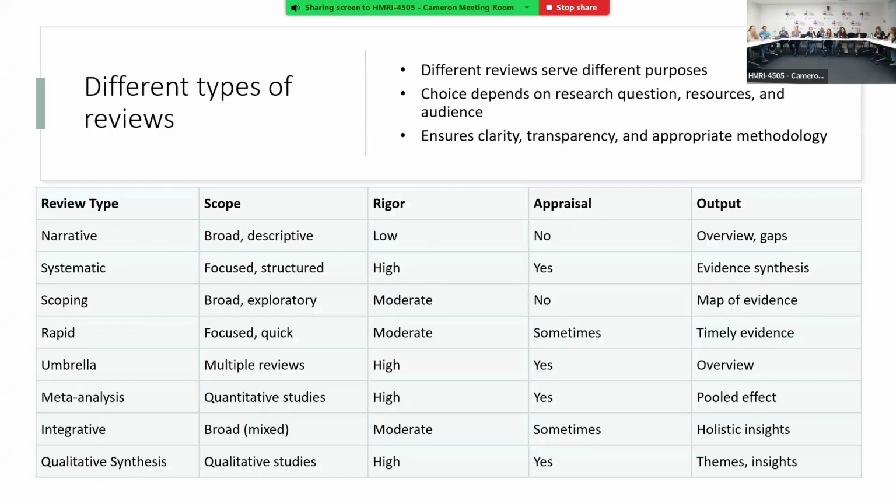So here is a big table of the different types of reviews, and it's kind of got when you use it, why you use it sort of thing. So the narrative review is a broad descriptive kind of review. It's kind of the one that you write yourself, you get a certain topic, like an intro to your thesis or something like that, is usually a narrative kind of review. It provides an overview of the literature and gaps. It has low rigour and it doesn't necessarily appraise the quality of evidence. And I'll talk about what quality of evidence means as we go into the slides.